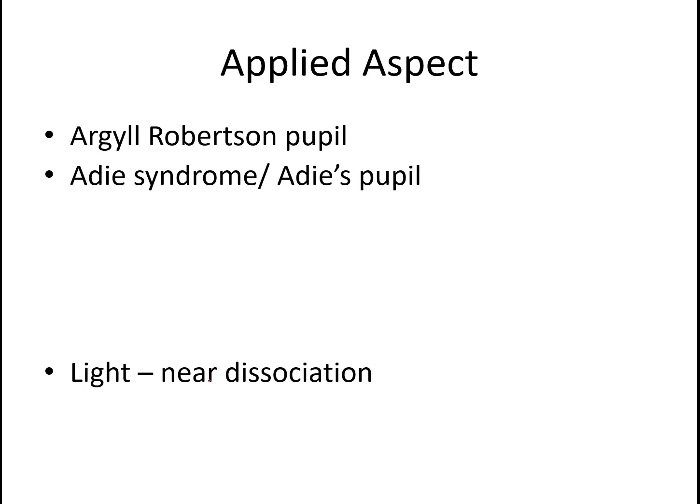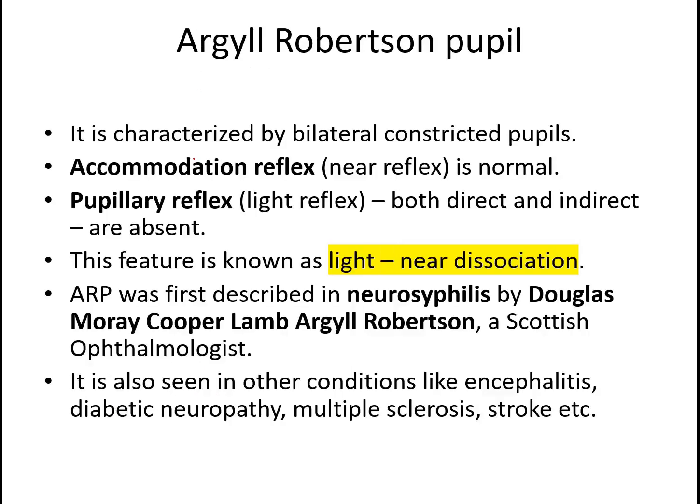But suddenly you bring an object from a far distance to near your eye, and the changes that take place, you call it the accommodation reflex. So that's a dissociation between light reflex and accommodation reflex in these two conditions. Coming on to Argyll Robertson pupil, it is characterized by bilateral constricted pupils. Here the accommodation reflex is normal in these patients, but the pupillary reflex is absent. Normally when you throw a light, your pupil goes for constriction. But here, the pupil is already in a constricted position. This feature is known as light and near dissociation. So the pupillary reflex is absent. The patient's pupil is not responding to light.